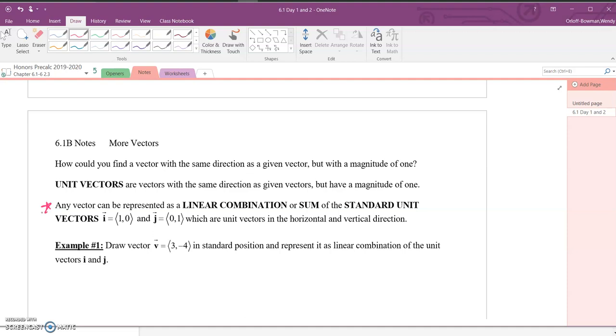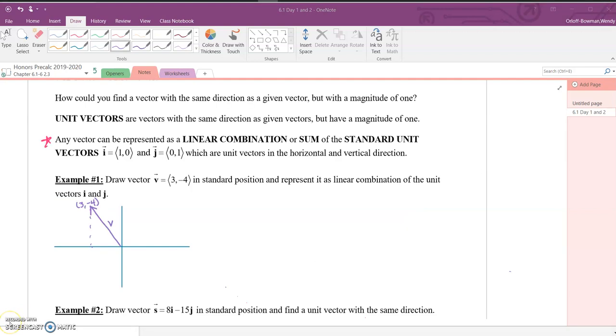So in example 1, we're going to draw vector v, 3, -4, in standard position and represent it as a linear combination of the unit vectors i, j. I'm again going to encourage you to pause the video and draw the vector 3, -4. So you can see that I've drawn vector v, and now I'm going to find the magnitude of vector v. Again, pause the video to try yourself. You can see that I have found the magnitude of vector v to be 5 by using the formula.